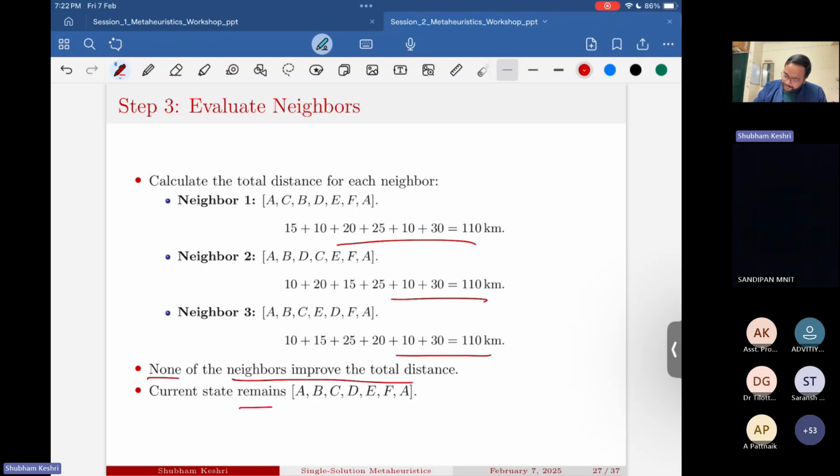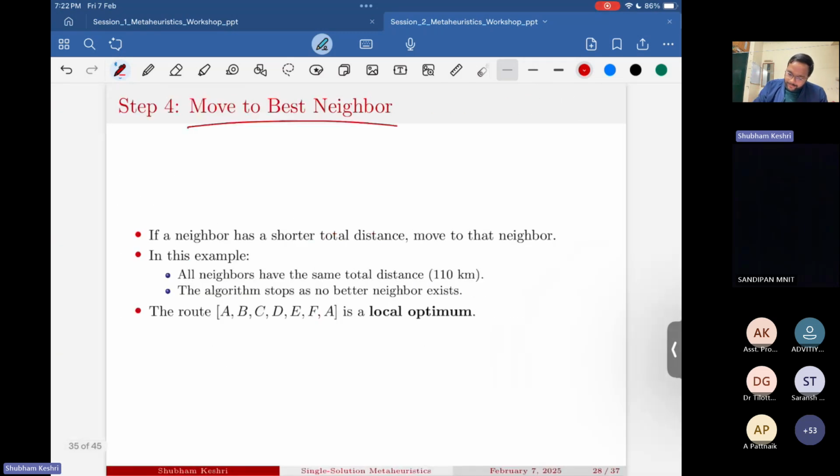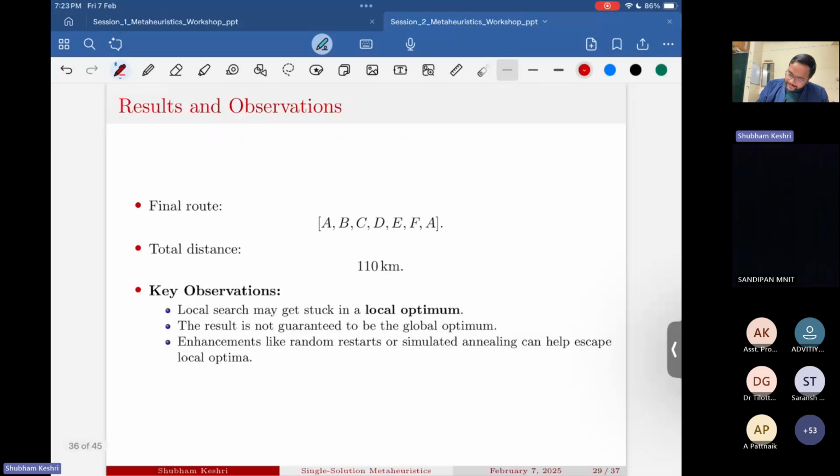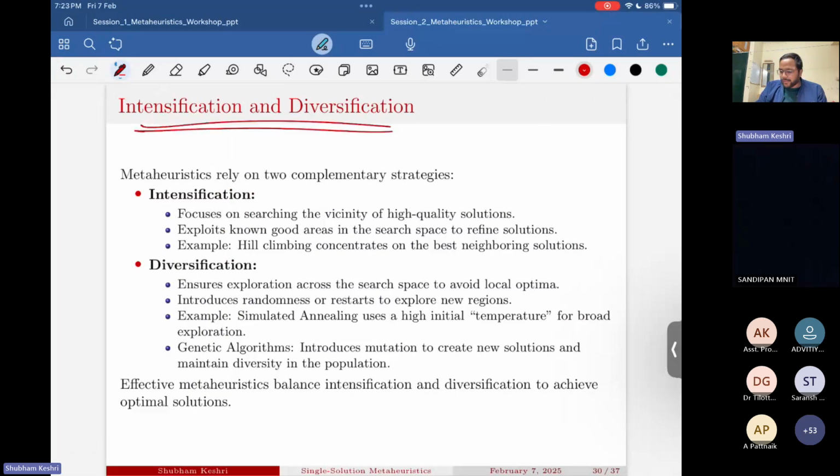None of the neighbors improve. This is the current state remains. Okay, I'll just remove this. I think it is not appropriate, but you get the idea. Right. So we have completed local search. Any questions?